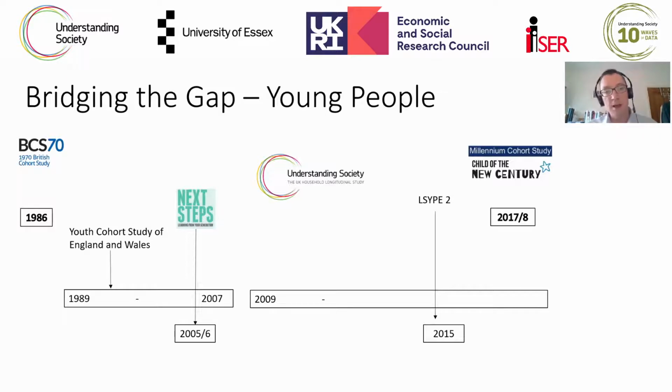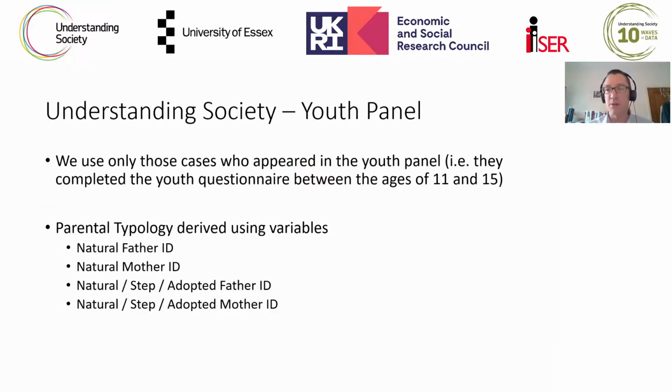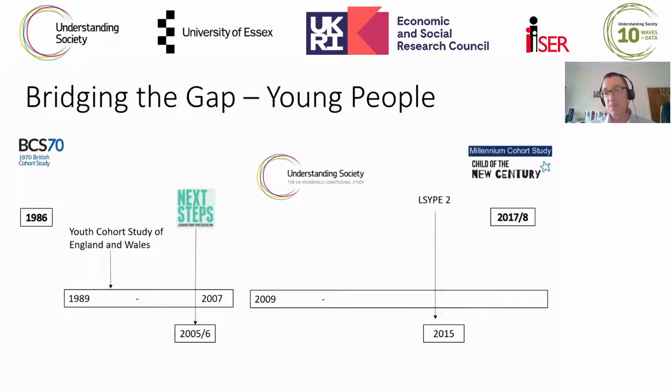Then there's the Youth Cohort Study of England and Wales, with lots of rich information in the preceding period at this point, but this is a cross-sectional study. And then you have Next Steps and Our Future. So what we were really seeking to do is to use Understanding Society to bridge this data gap that we've got in terms of understanding more about family and household composition at this point.